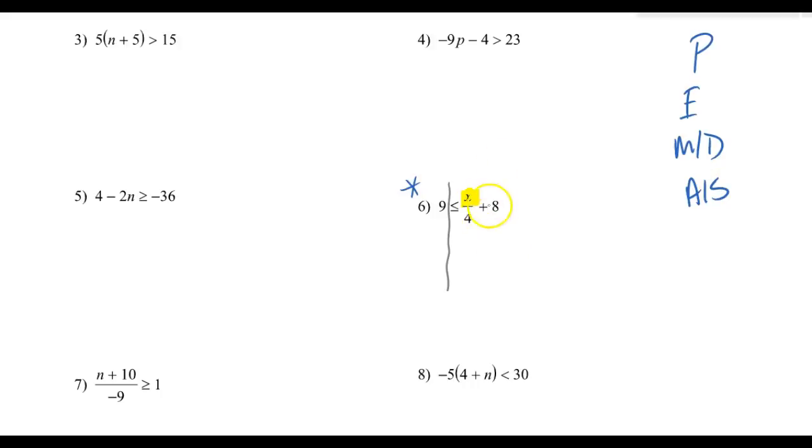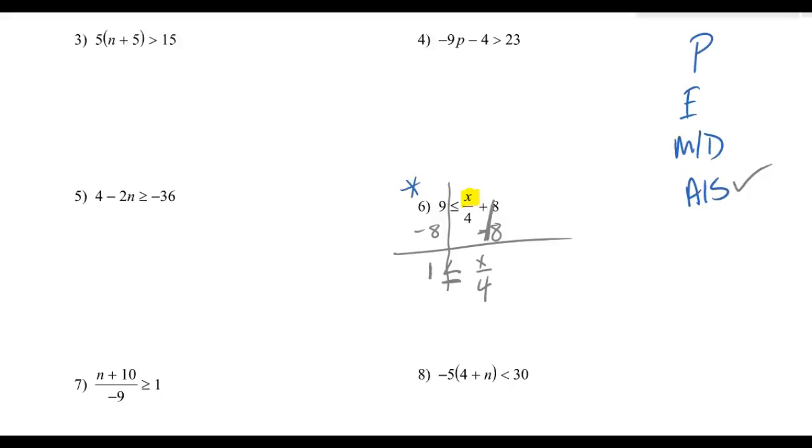And the answer is yes, I have this plus 8 here. So the inverse of adding 8 is subtracting 8 from both sides. In doing so, 9 minus 8 is 1, less than or equal to, x divided by 4 stays there, 8 minus 8 is 0, it goes away. So I've done my adding and subtracting part.